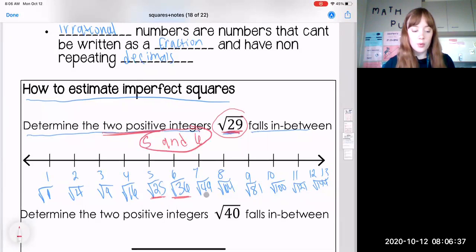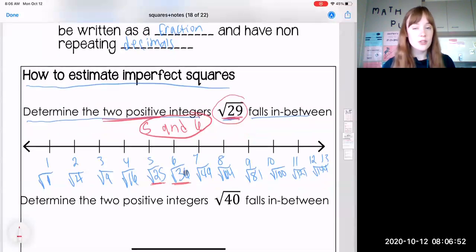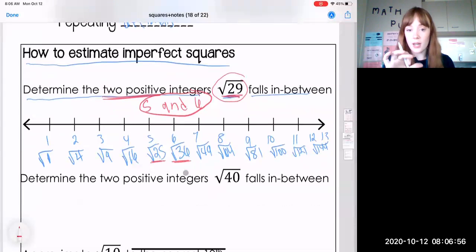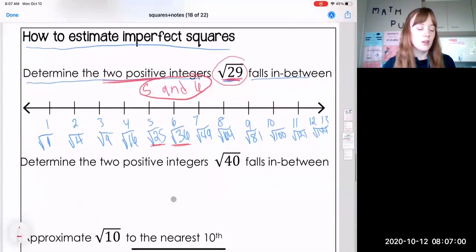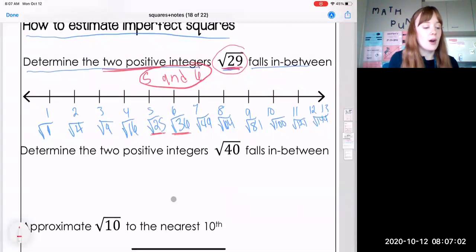So having the perfect squares actually written out helps you determine which two perfect squares it falls in between. And then you take the square root of each number to find the two positive integers it falls in between. Good news is you don't have to draw that number line for every single question we do. You could just draw one at the top of your paper, and then we'll use it for every question from this point on. Now we need to determine the positive integers that 40 falls in between.